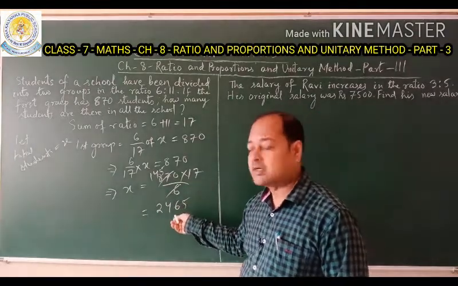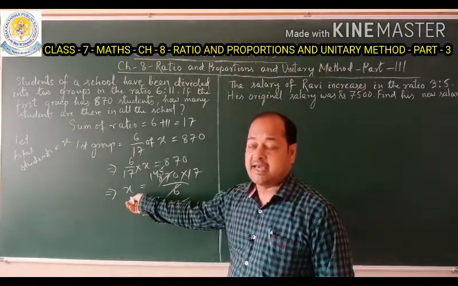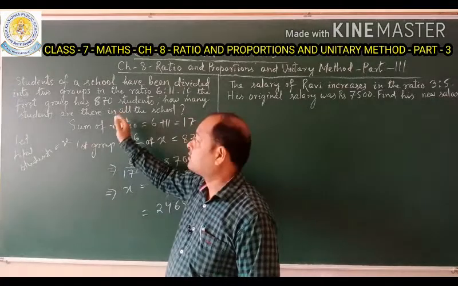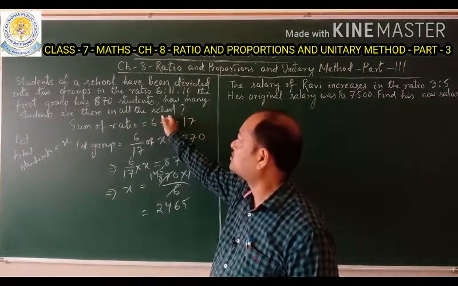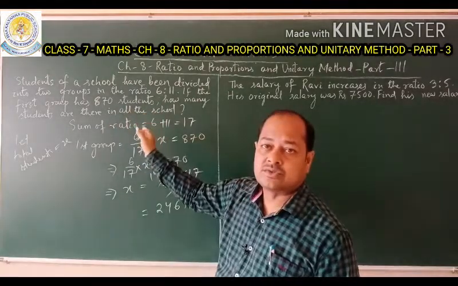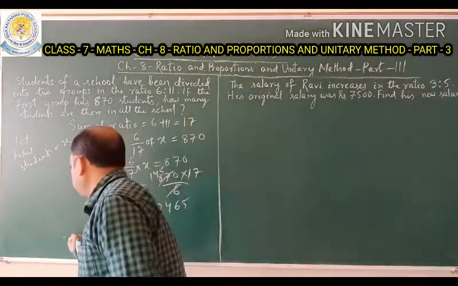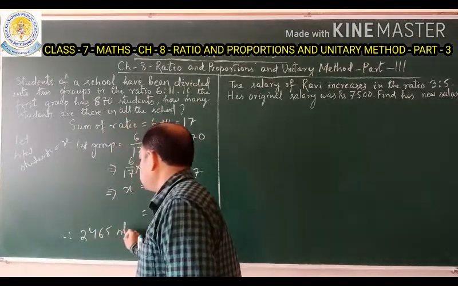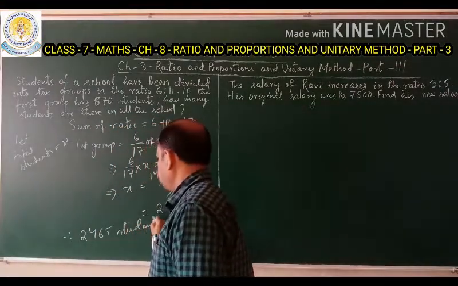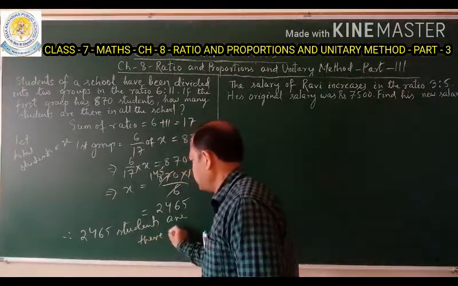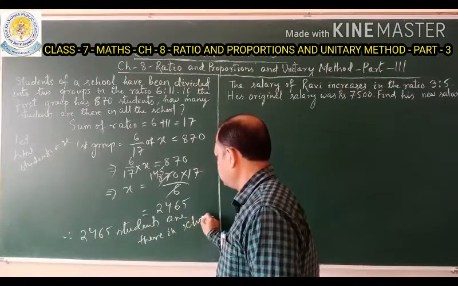And what is that number? That is x. And what is x? That is the total number of students. What is the question asking? The question is asking the total number of students. How many students are there in all the schools? So therefore you have to write, therefore, 2465 students are there in the school. This is the solution.